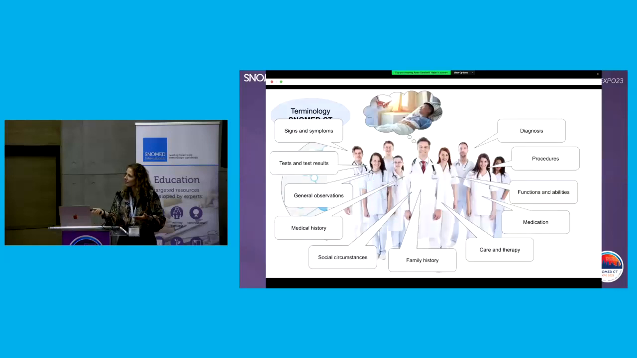And all these concepts in these hierarchies can be used to represent the broad range of clinical information that needs to be captured in and around a health record. Signs and symptoms, test results, observations, diagnosis and procedures. Also things like functions, abilities, medications, family history. There's a lot of information that is captured in the records. It's not only about procedures and diagnosis.